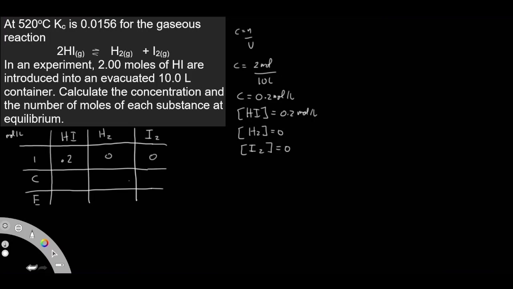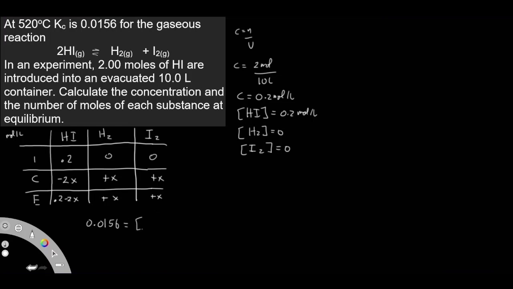In terms of our change, we can tell that this one here is a negative 2x. This one here is a plus x. This one here is also a plus x. Let's sum them up for the equilibrium. Now that we've done this, we understand that the Kc that they give us is 0.0156. So we'll just plug it into our expression formula here, right? K is equal to the products over the reactants.